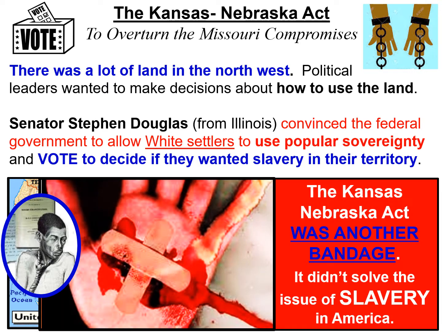Again, this was just another band-aid. America could have dealt with the problem of slavery, but they did not. It's like having a wound, and you just keep putting more and more band-aids on it, but you don't do the necessary operation or the necessary surgery to actually fix the situation. It's just getting worse. And it will get very bad, especially in Kansas. Let's see how.